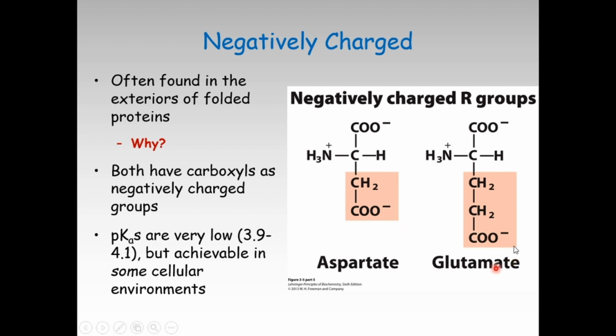Now, the names aspartate and glutamate are pretty similar to asparagine and glutamine, right? And hence, when we looked at the previous slide, asparagine and glutamine were called the amide derivatives of aspartate and glutamate. Asparagine and glutamine are uncharged, whereas aspartate and glutamate are negatively charged.